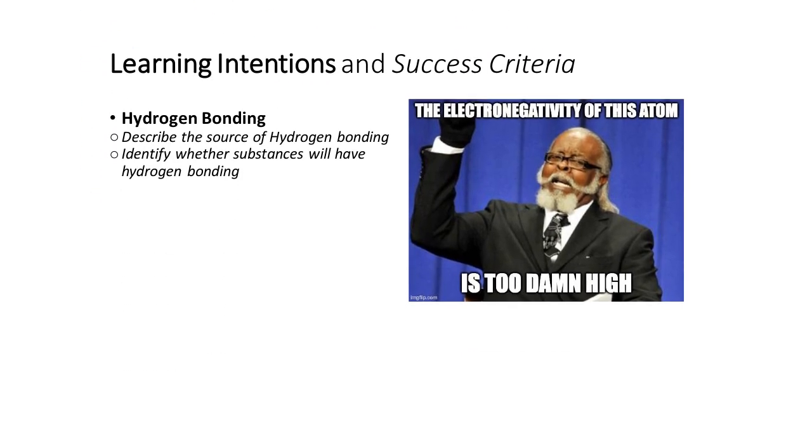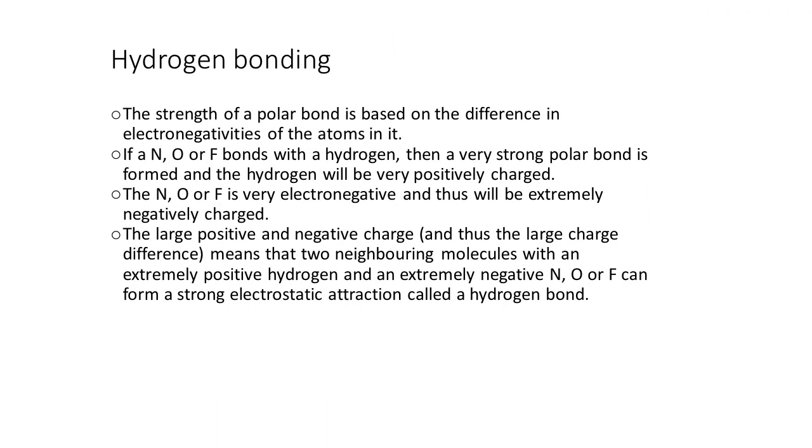Alright, we're going to be learning about hydrogen bonding and how to identify if a substance will have hydrogen bonding. So hydrogen bonding, what is it? The strength of a polar bond is based on the difference of the electronegativities of the atoms within it. We discussed this already in polar bonding and in dipole-dipole.